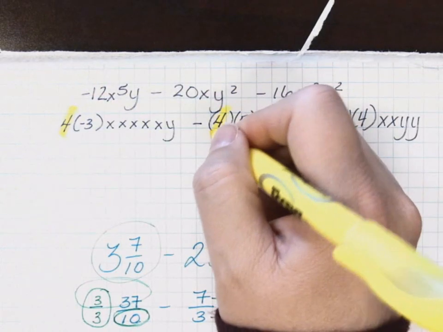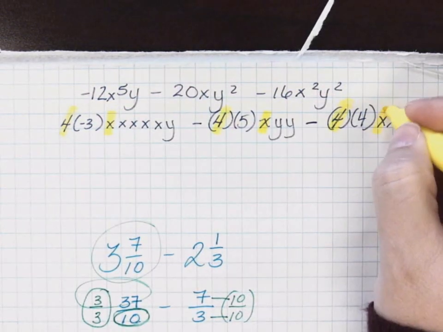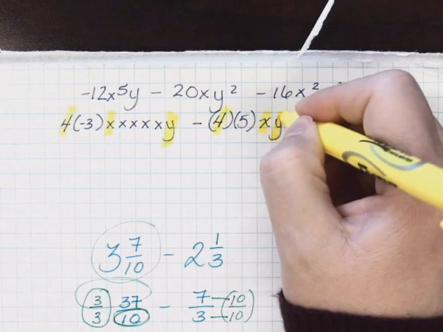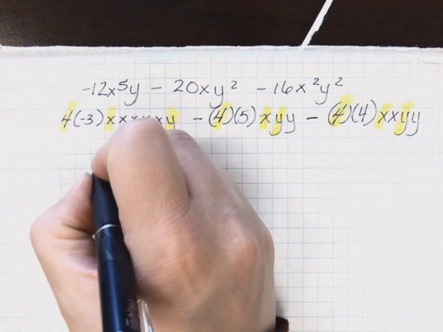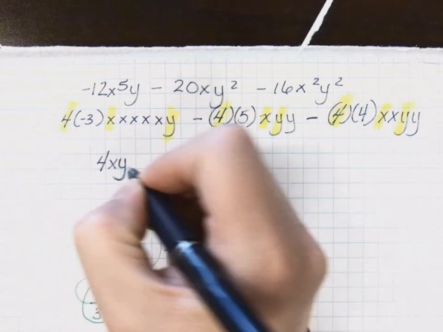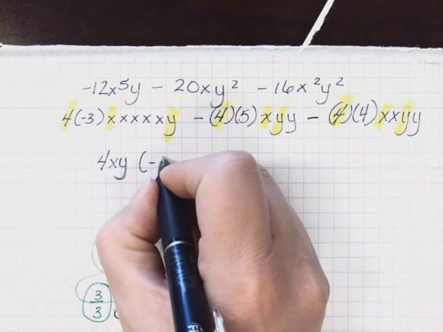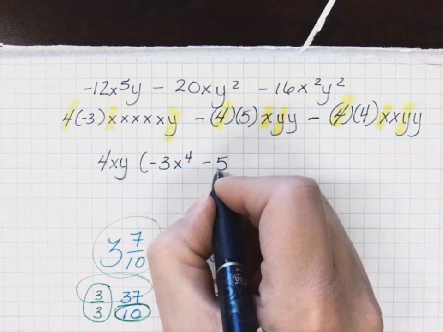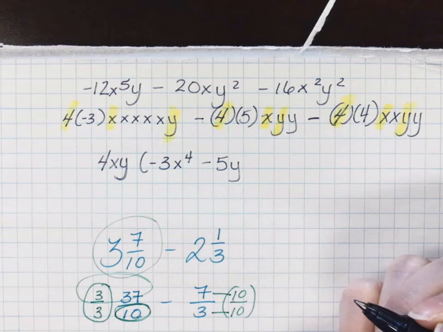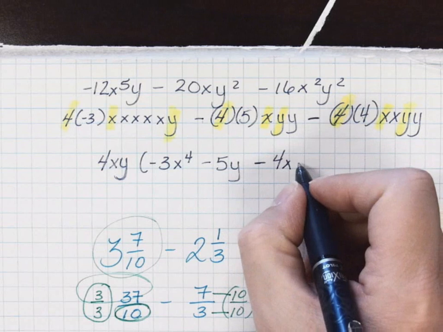Okay, so if I'm pulling the positive 4s this time, and I'm going to pull a single x, and I'm going to pull a single y. It doesn't really matter which y I pull, but I do need to pull one y or one x from everywhere. So this time I'm going to pull out a 4xy. So the difference is my last time I pulled out a negative 4xy. And so I'm left with negative 3 x to the exponent 4. This time I have subtract 5y. Subtract 4xy.